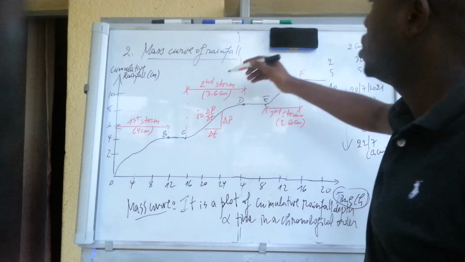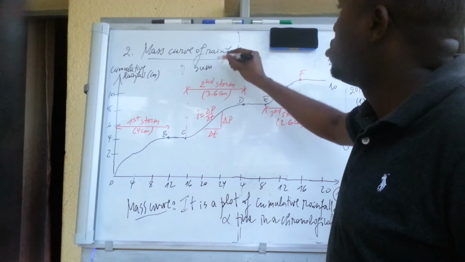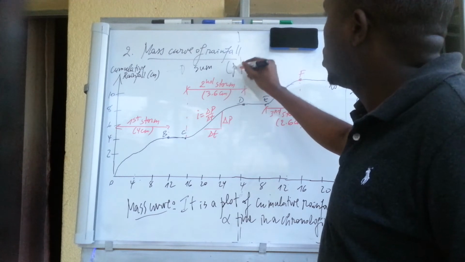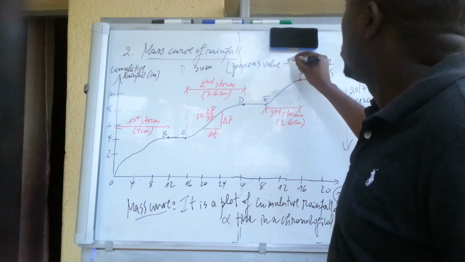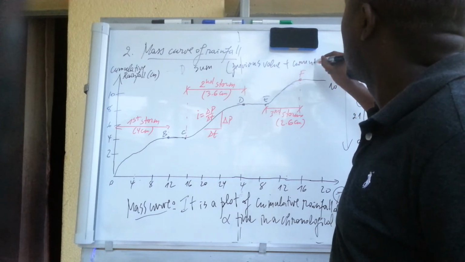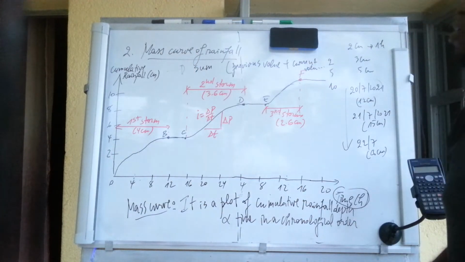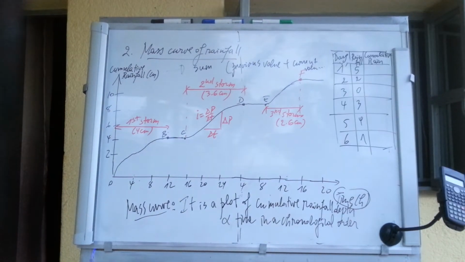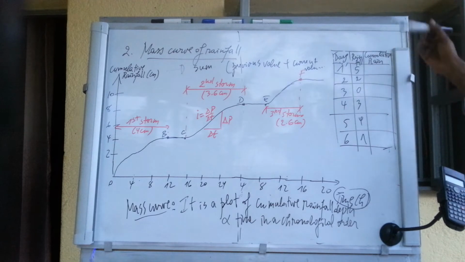When you do cumulative rainfall, it is just a sum of different values. You take the previous value plus the current value, and so on, and so on, if you want the cumulative rainfall. Let's take another example to better understand. Let's use this table to better understand what is the cumulative rainfall.